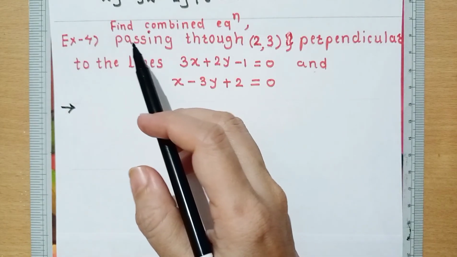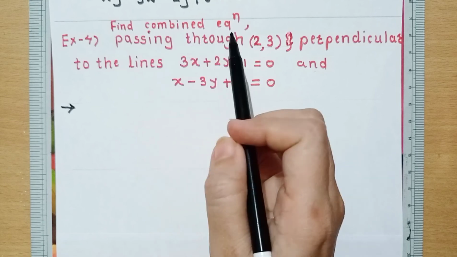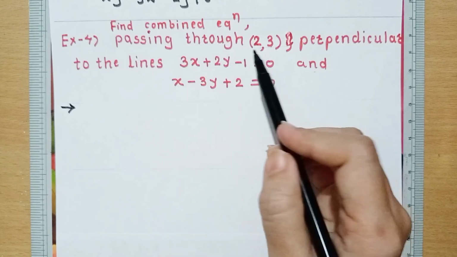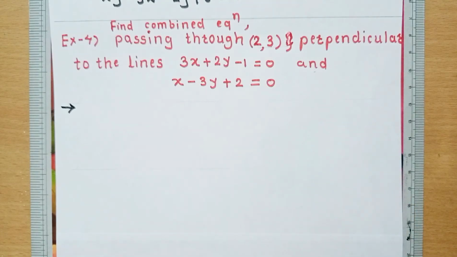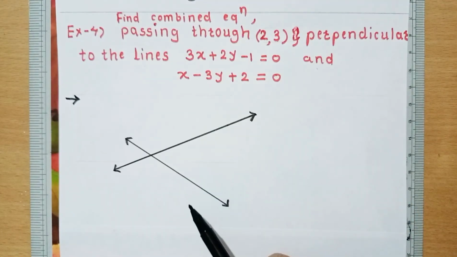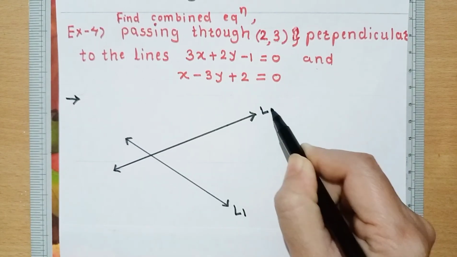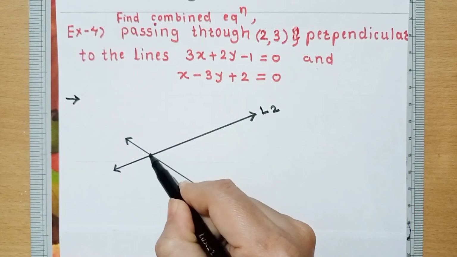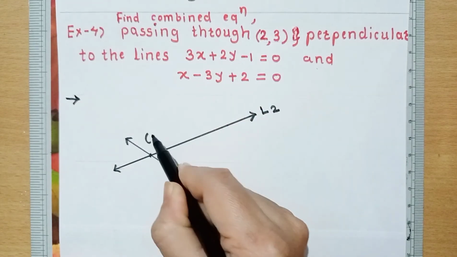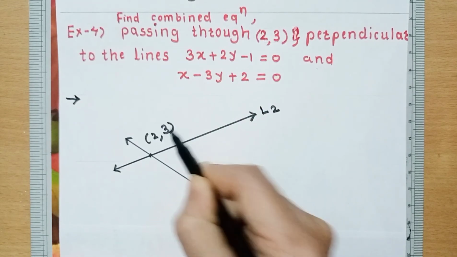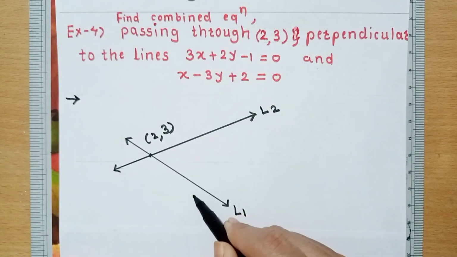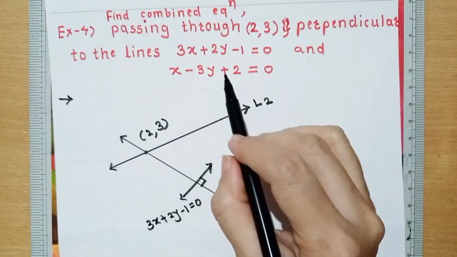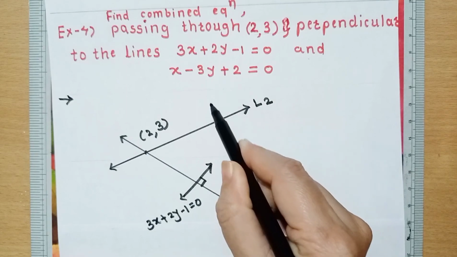Let's solve the fourth example. Find the combined equation of the lines passing through 2, 3 and perpendicular to these two lines. So consider these two lines. Let this line be L1, this line be L2, and it is given that they are passing through the point 2, 3. Now this line is perpendicular to the first line, so I am drawing, and the second line is perpendicular to this.